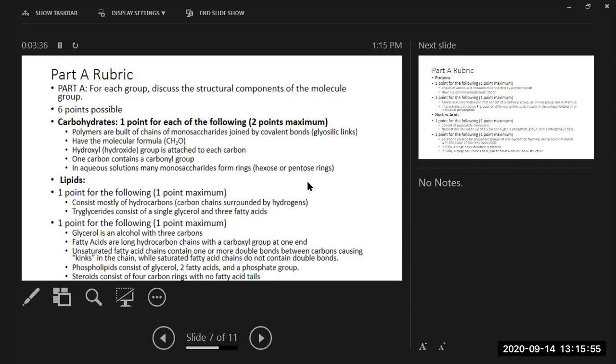Unsaturated fatty acid chains contain 1 or more double bonds between carbons, causing kinks in the chain, while saturated fatty acid chains do not contain double bonds. So, remember we discussed the difference between a saturated and an unsaturated fat. Saturated has as many hydrogens as you can possibly get, and unsaturated has at least 1 double bond between the carbons, which means you do not have as many hydrogens as you can get.